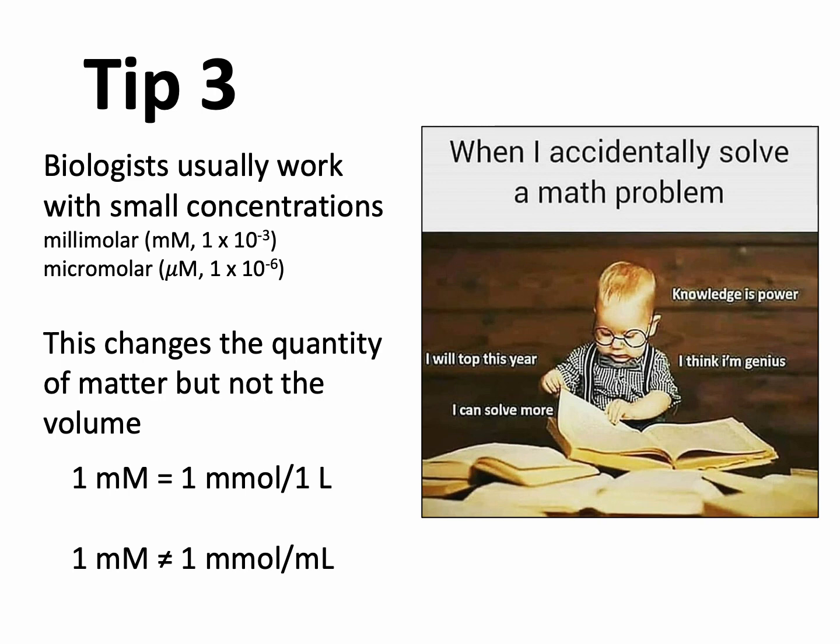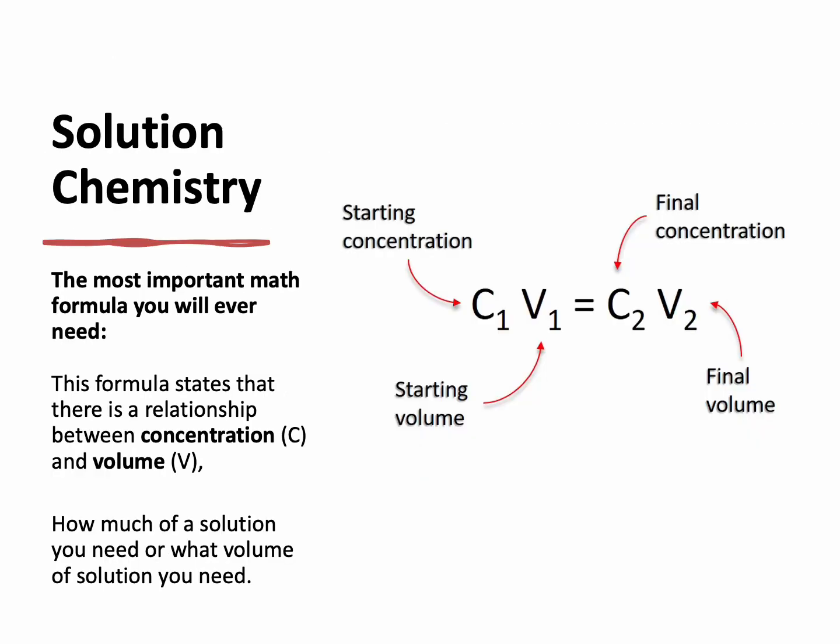And this leads us to the next important thing you need to understand, and it definitely is worth going over quite a bit. This is the solution chemistry that is the most important thing you're going to need for a biology class and probably a good number of chemistry classes too. If you don't already know this formula, you might as well just memorize it, get it tattooed on your forehead.